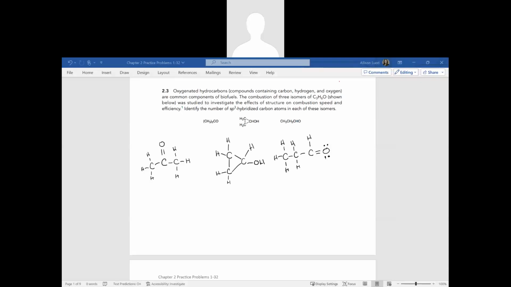In problem 2.3, we're given three structures of oxygenated hydrocarbons, or compounds that contain carbon, hydrogen, and oxygen. And we're asked to identify the number of sp3 hybridized carbon atoms in each of these three isomers. So these are isomers, meaning that they have the same molecular formula for each, but we have a different arrangement or bonding pattern of our atoms, right? So our bonds are arranged differently. So we'll have different reactivity, different functional groups, things of that nature.